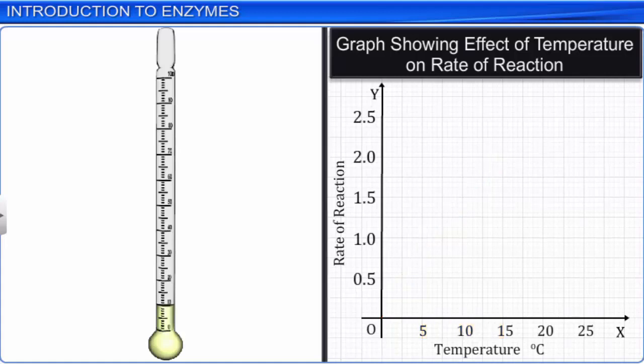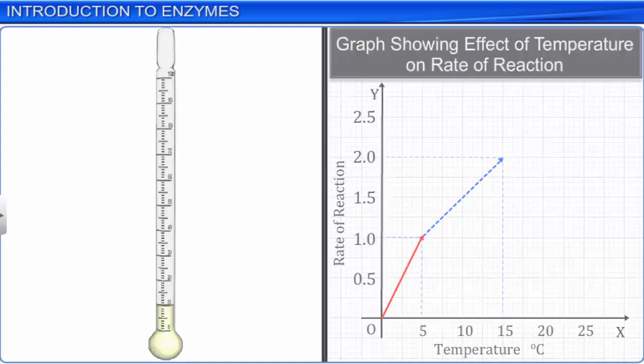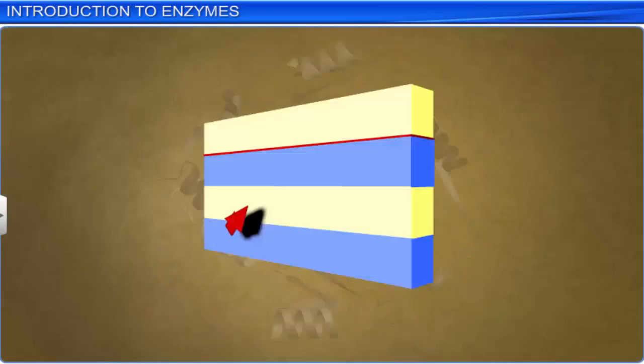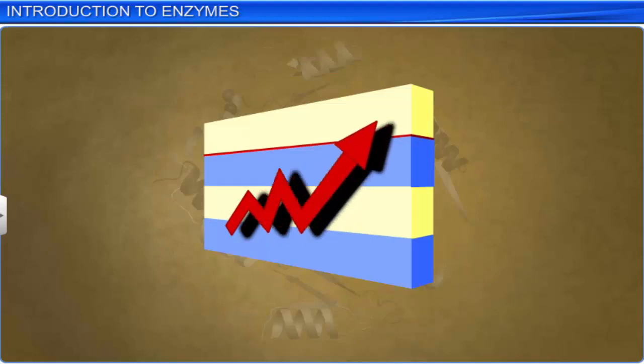For example, consider that a particular reaction is taking place at 5 degrees with the rate of reaction as 1 unit. When the temperature is increased by 10 degrees, the reaction rate will double to 2 units. Similarly, if the temperature is decreased by 10 degrees, the reaction rate will become half. A catalyst greatly influences the rate of a reaction. Hence, the rate of enzyme-catalyzed reactions is significantly higher than uncatalyzed reactions.